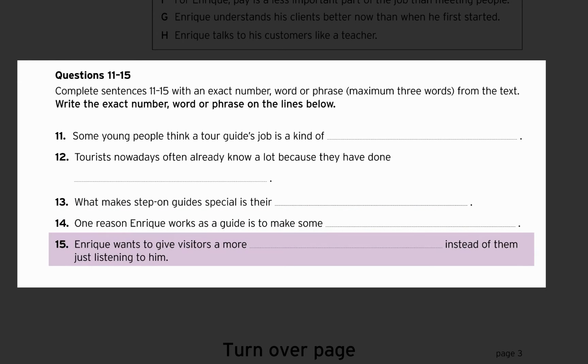And 15. Enrique wants to give visitors a more something instead of just listening to him. And again, maybe you can remember what Enrique was talking about in the text. This time the gap is in the middle of the sentence. So he wants to give them this instead of this.